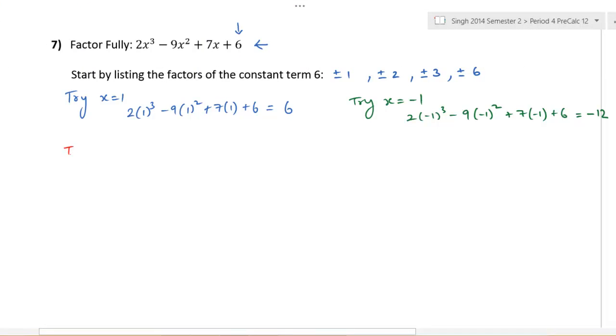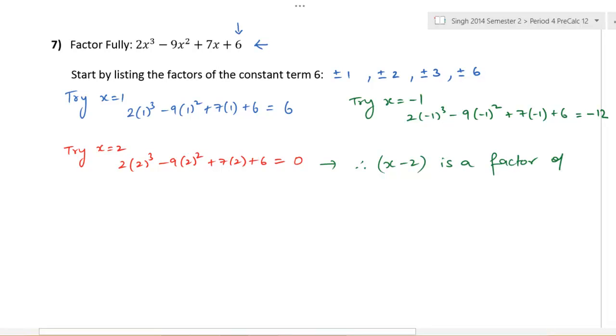Let me try x equals 2, and hopefully we get one this time. So 2 times 2 cubed minus 9 times 2 squared plus 7 times 2 plus the 6 equals, and plug that in, and in fact we do end up getting a 0 this time. So this is telling us something very, very important. This is telling us that therefore x minus 2 is a factor of the given polynomial.